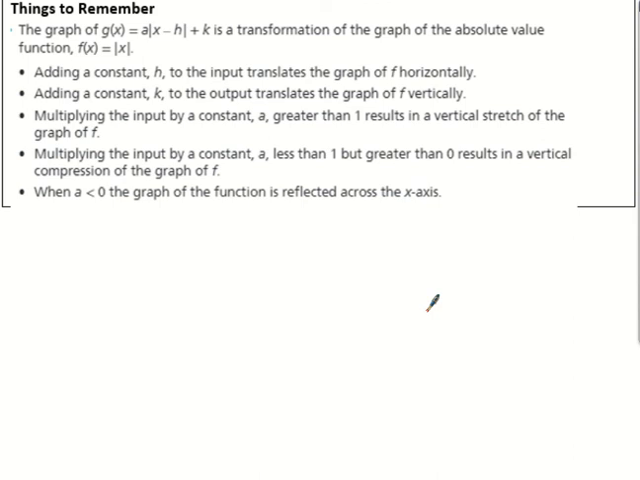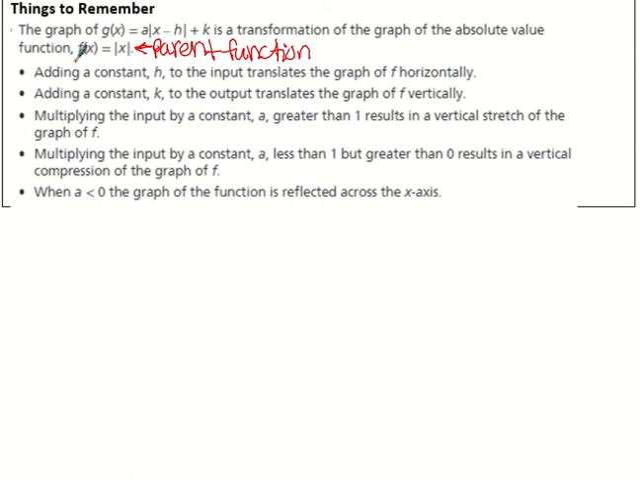So here's all the main things to remember. It's just broken down for you a little bit more. It says the graph of g of x equals a times the absolute value of x minus h, plus k, is a transformation of the graph of the absolute value function f of x equals absolute value of x. So remember, this is what we call our parent function, right? This is our parent function. Anything we do to that is then a transformation of it. So that's our beginning parent function.